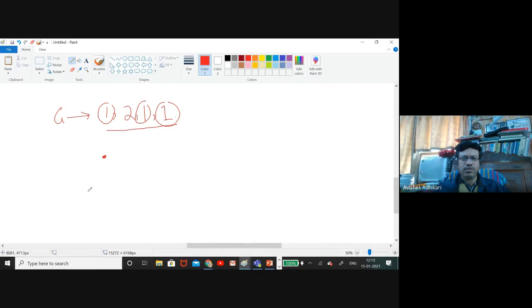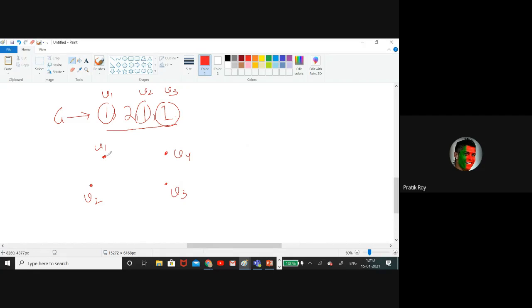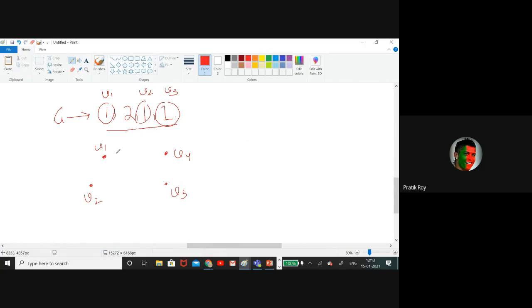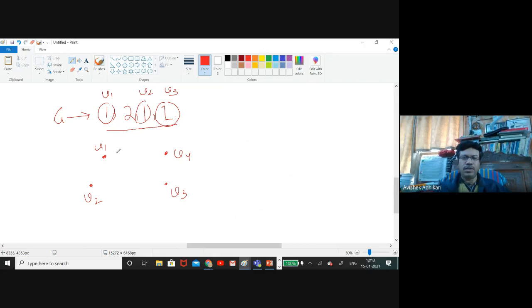Say V1, V2, V3 and V4. Say this is V1, V2, V3. But when I draw another vertex V4, its degree has to be 2. Can I draw a graph like this? No, sir. Why not? The degree sum is odd here.